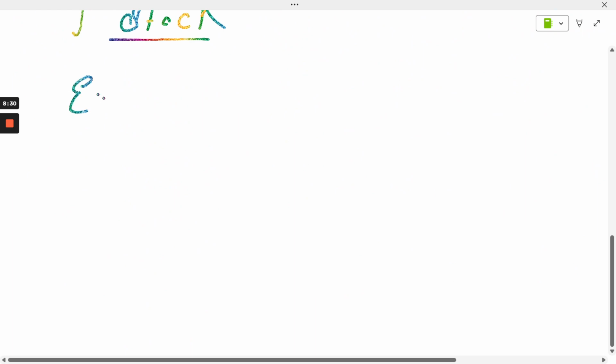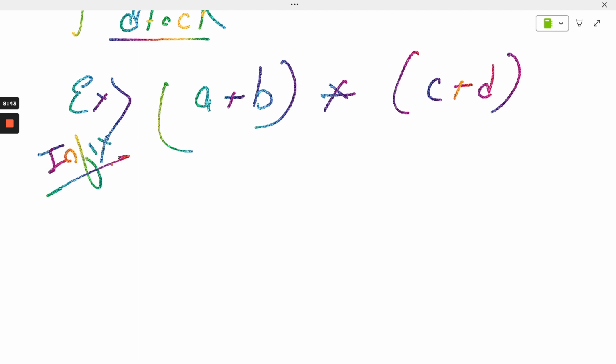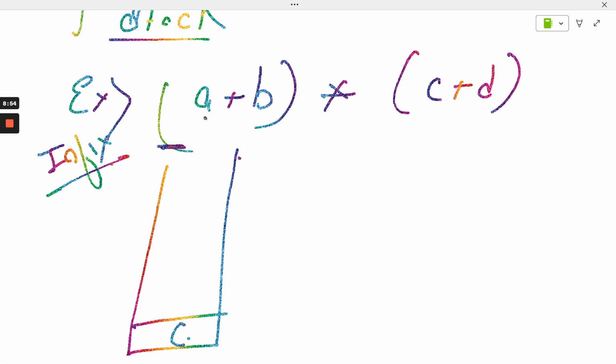For example, if we have a plus b, then the star, and then c plus d, this is our infix expression, and we have to convert it into a postfix expression using the operator stack. We take the stack. Now we start with this. This is an operator, so we put it here. This is an operand, so in the postfix string we will add a. Now this is plus.